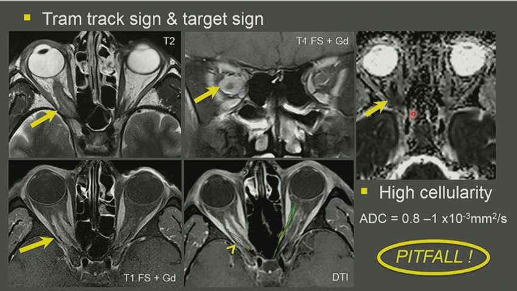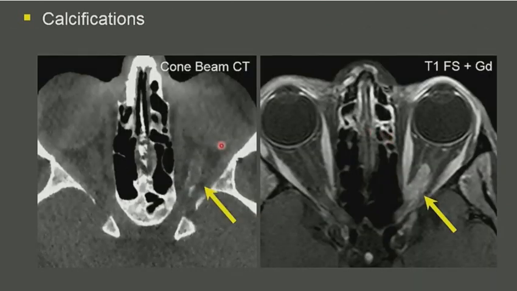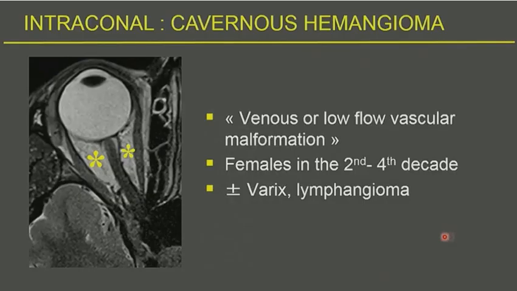If you do diffusion-weighted imaging, these tumors have a high cellularity, typically below 1. They may mimic malignant tumors, however, rely on your morphology because this is characteristic. Another characteristic finding is the calcifications, these tram track-like calcifications. This was actually an incidental finding on a cone beam CT. The patient afterwards underwent MRI, and you see this meningioma.